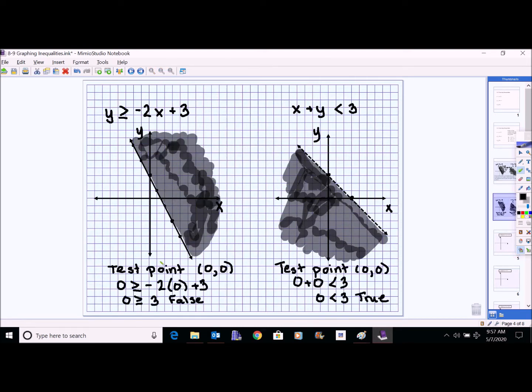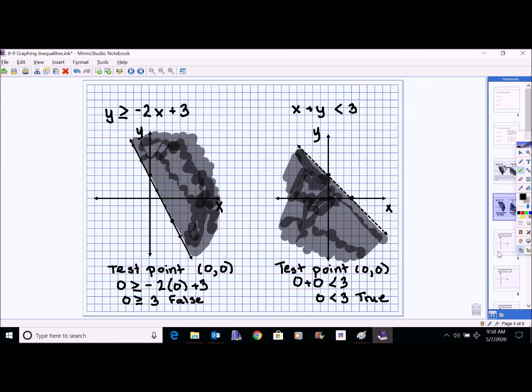So you're checking. You pick a test point. 0, 0 is usually the most convenient test point. If you get a true answer, you shade where the 0, 0 is, and if it's a false answer, you shade on the other side. So this one was true, so I shaded where 0, 0 lives. This one is false, so I shaded where it doesn't live.